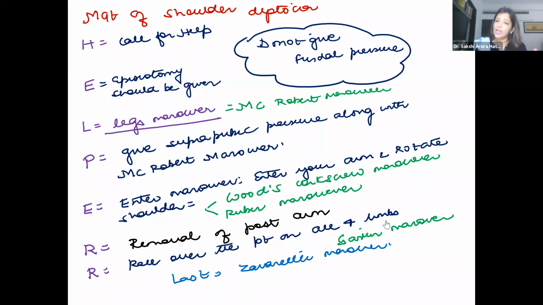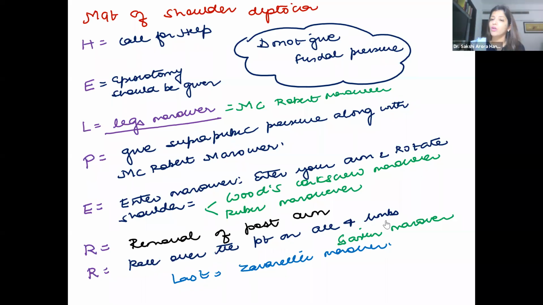Now, in shoulder dystocia, a very important thing you have to remember is that the head will deliver, but the shoulders will get stuck. And so the shoulders will try to pull the head inside, like a turtle moving inside its shell. So this is called the turtle sign. If someone asks you, the turtle sign is seen in case of shoulder dystocia.